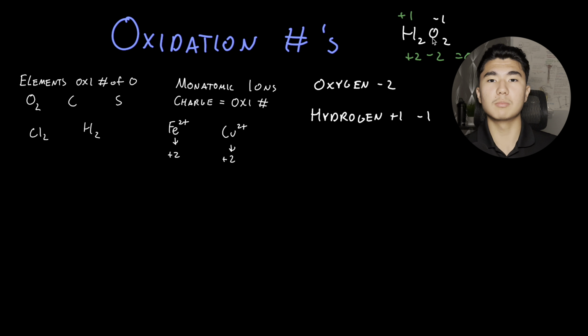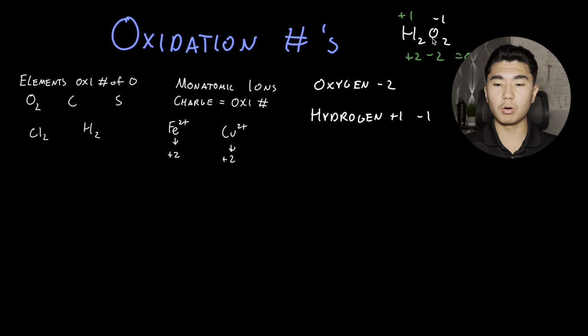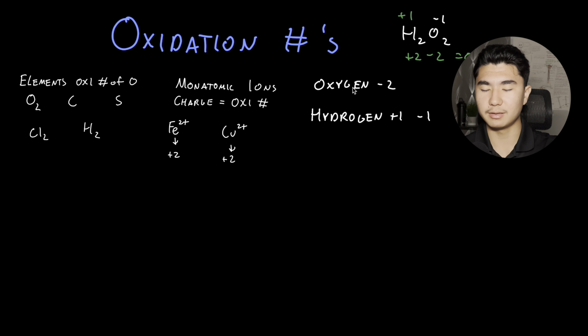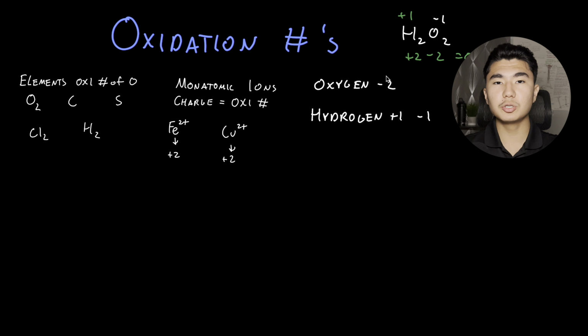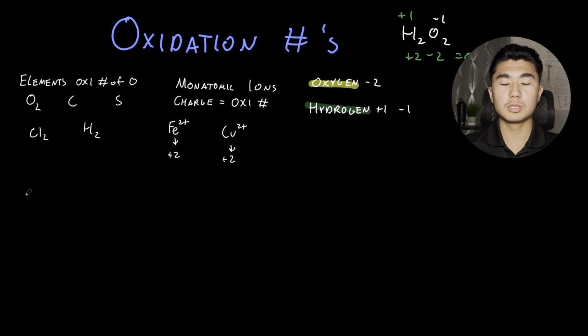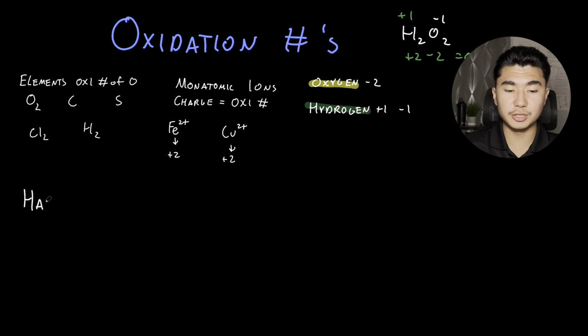And we'll actually go through some more practice problems or more of these questions where we're looking at a molecule and we're trying to find the oxidation number of some random element in there. So oxygen is usually going to have a -2 charge, and hydrogen is usually going to have a +1 or -1 charge. So next thing we need to talk about are halogens.